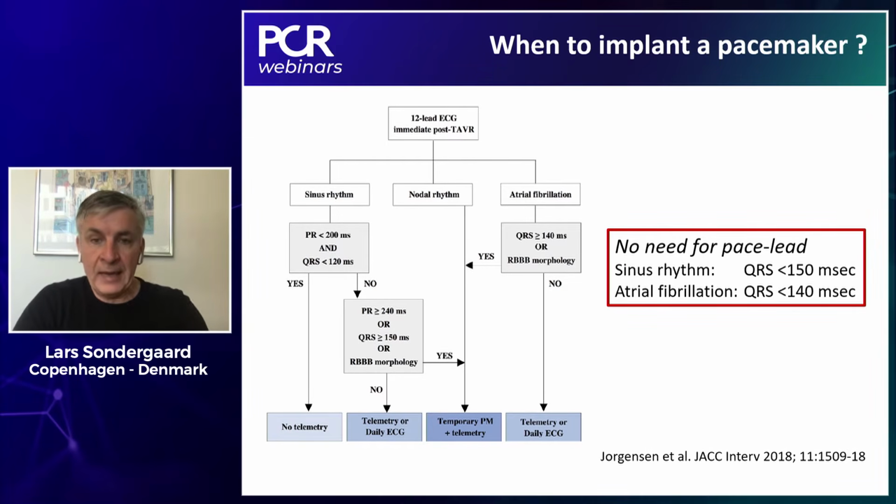So if you're in the cath lab with the patient still on the table after the TAVI procedure, take a 12-lead ECG and look at the QRS duration. If that is less than 150 milliseconds in a patient in sinus rhythm, you can safely remove the pace lead. That patient is not going to develop late high-degree AV block without any sufficient escape rhythm. And of course, that's going to facilitate earlier mobilization of the patient and earlier discharge. If the patient is in atrial fibrillation, the threshold is a QRS duration less than 140 milliseconds. Very simple algorithm, very easy to use in daily clinical practice in your cath lab.